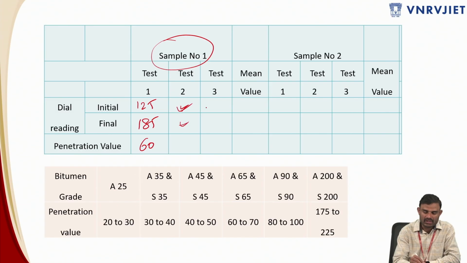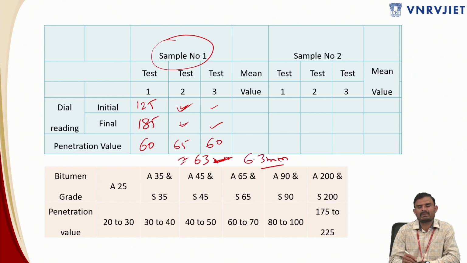For the same sample, test 2 and test 3, you get somewhere around 65, and the next is again some 60. You take the average value, which is around 63. So 63 is the penetration value, and if you want to express that in mm, it would be 6.3 mm. Generally you express it directly as the penetration value, which is 63. If you have another sample, you can carry out the test in the same procedure.